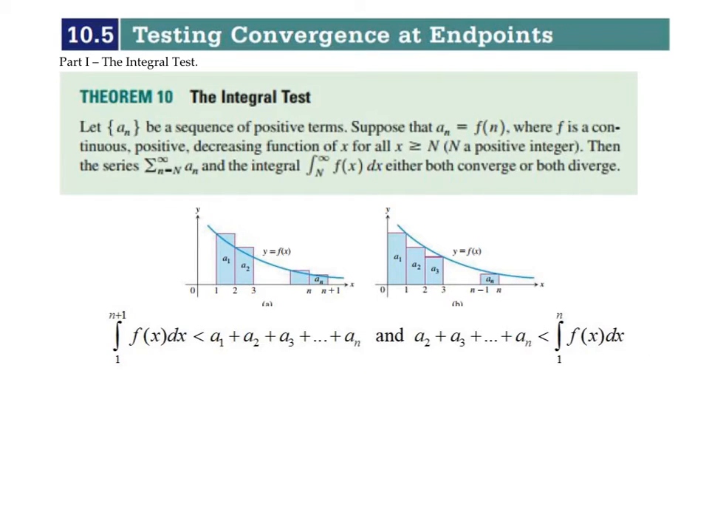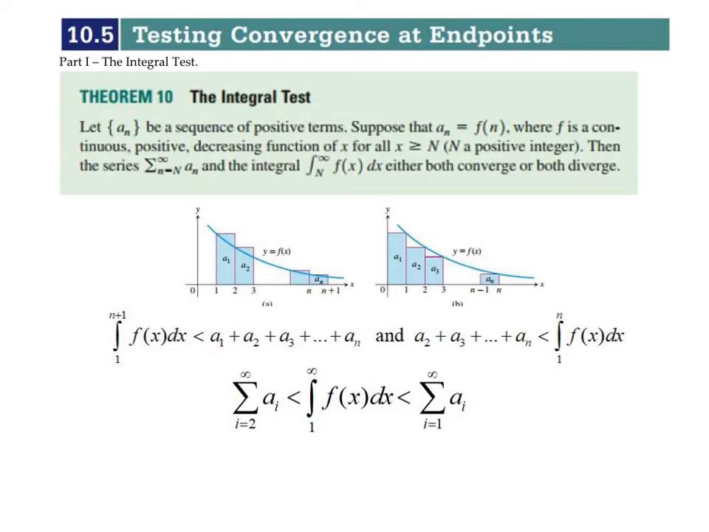Now, this relationship is going to stay true as n gets larger and larger and larger. So let's take the limit as n approaches infinity. Now, of course, as n approaches infinity, so does n plus 1. So we find the following nice little relationship. So we notice here that the integral from 1 to infinity of f of x is trapped between two infinite series, and the only difference between the two infinite series is that the one on the right includes a1 and the one on the left doesn't.